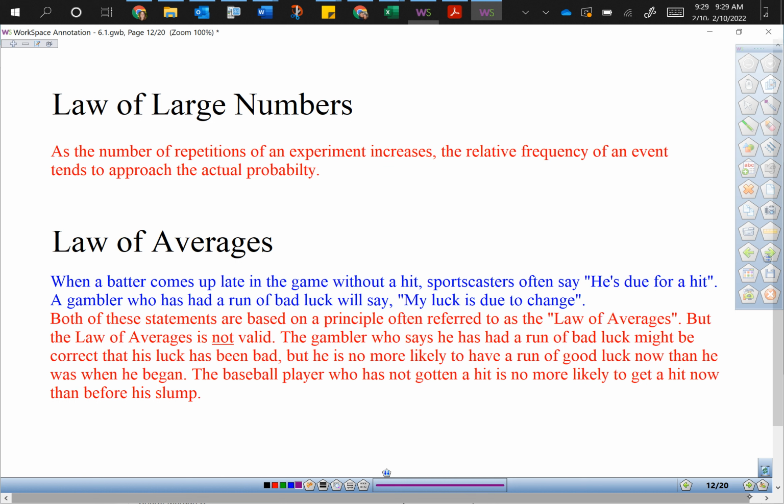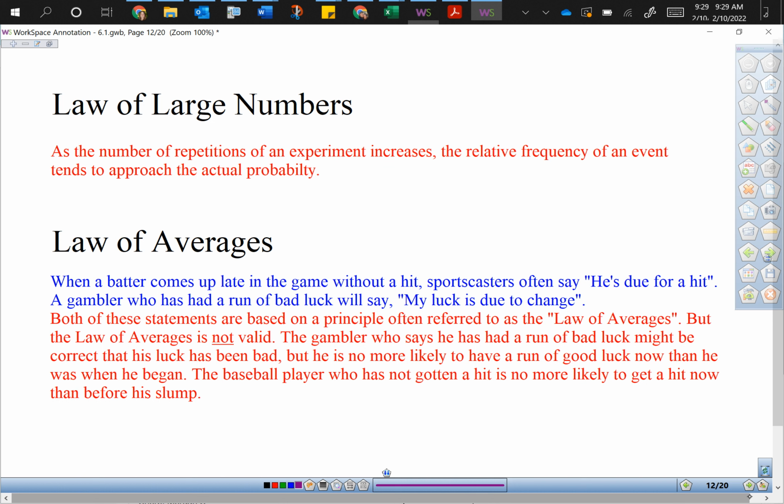There is nothing to support it. The gambler who says he's had a run of bad luck might be correct that his luck has been bad, but he is no more likely to have a run of good luck now than he was when he began. The baseball player who has not gotten a hit is no more likely to get a hit now than before his slump. That stuff is not based on probability. That stuff is based on skill or talent. Does that make sense? So the law of averages is not valid.